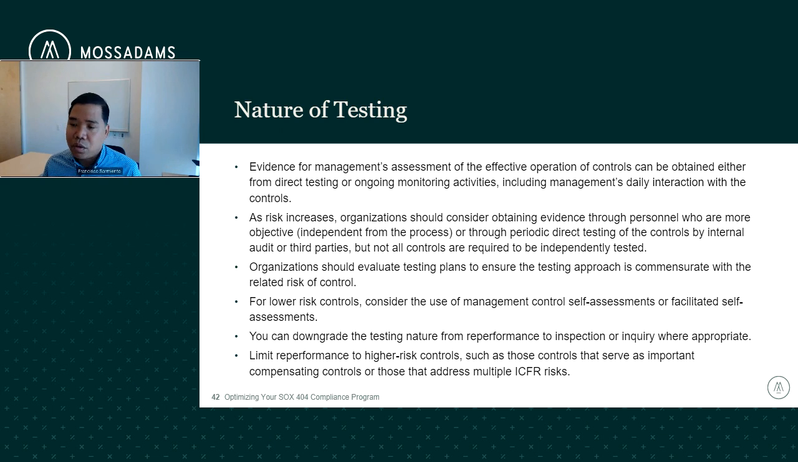So you tend to be doing more performance and inspection rather than inquiry and observation. For lower risk, assuming they're non-rely, that's kind of where the challenge is. Usually lower risk controls are rely controls, so you do have to follow the external auditor's testing approach. But if it's a non-reliable and lower risk control, you can do a facilitated self-assessment or a self-assessment. You can downgrade the testing from performance to inquiry when it's appropriate, particularly year-end updates.